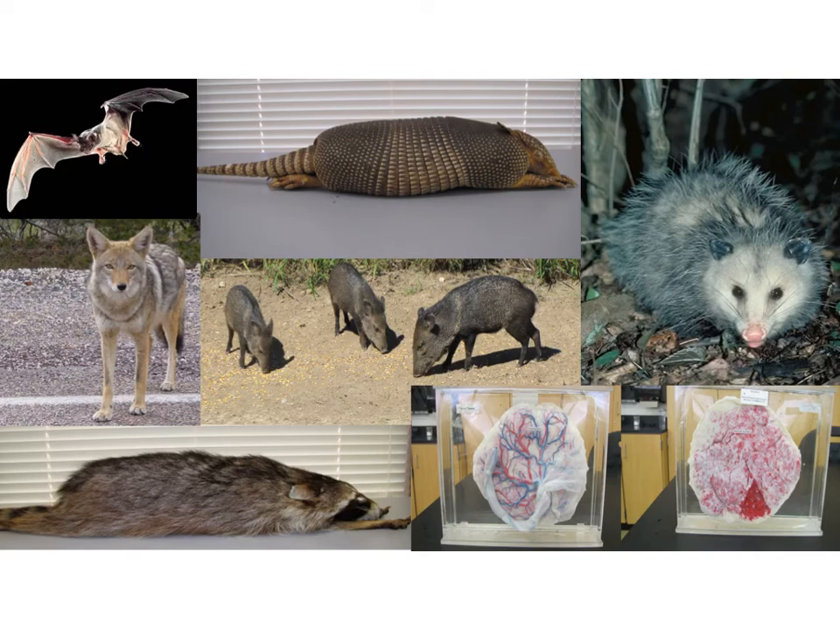Okay, and now we have the class Mammalia, or mammals. And so again, here are some examples here. Bats, coyote, these are javelina. That picture was taken out in Calallen at that park where they have the hawk watch that I can't think of the name of right now. Here's a raccoon. Here is an armadillo.